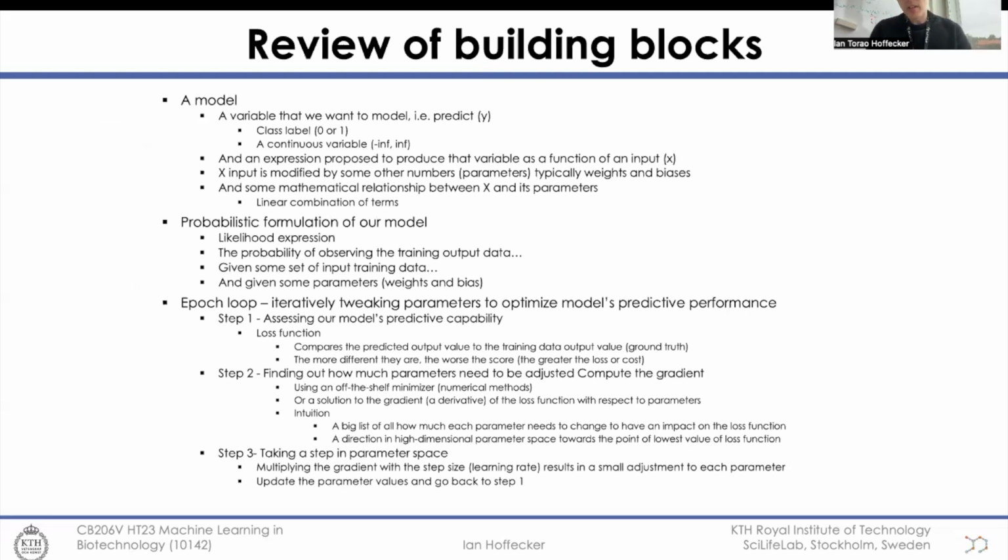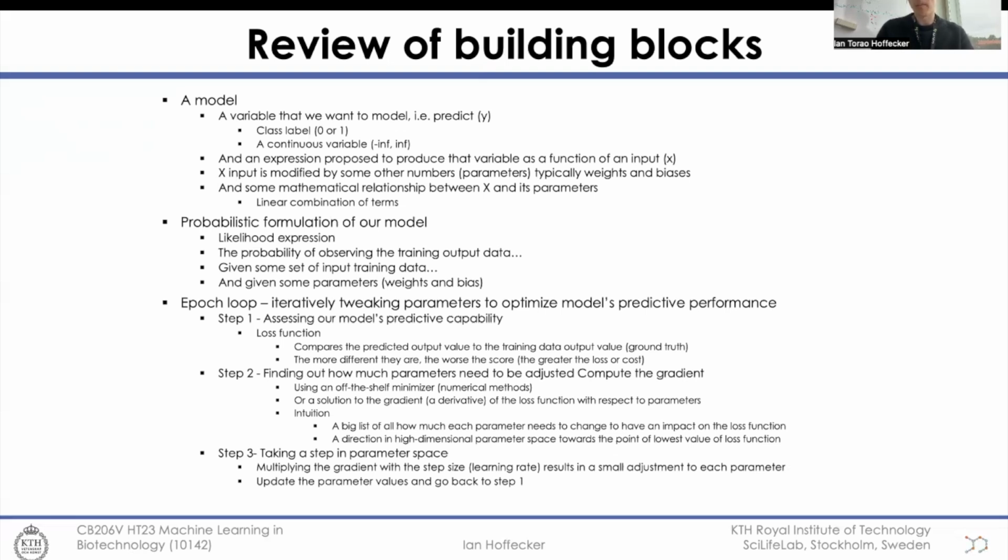So in linear regression and logistic regression, we had the same thing going on where we have some kind of model. So that's going to be a variable that we want to predict, typically called y. And in logistic regression, this was a class label like 0 or 1. In linear regression, this was some kind of continuous variable. It would be a number, could be anywhere from -infinity to infinity.